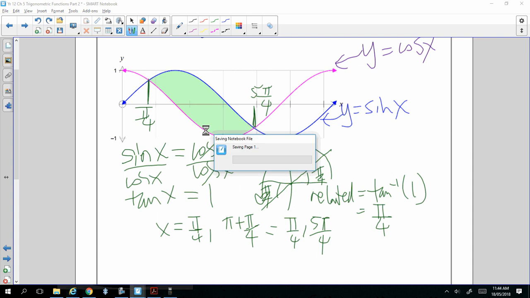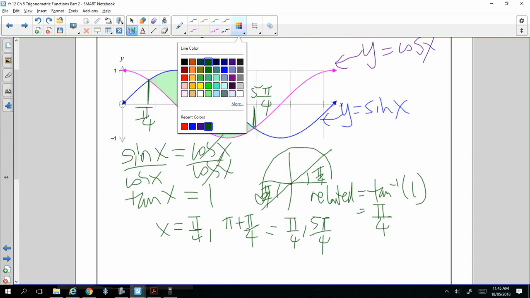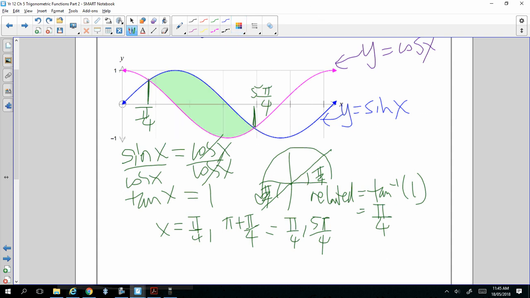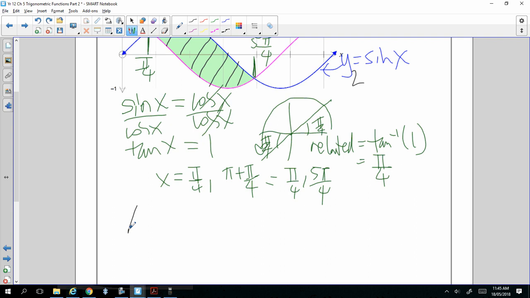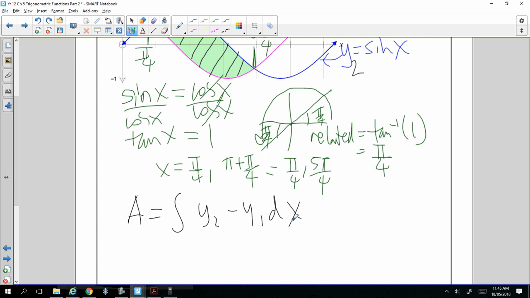Okay, now we need to find the area in between the two curves. And there's a formula to do that. We do y2, which is the one at the top, minus the y1. So the area will be the integral of y2 minus y1 dx. And the limit, starting limit, is pi on 4 to 5 pi over 4. That's why I need to get these numbers, so I know where my integral starts and where my integral finishes. And then you just have to work this out.